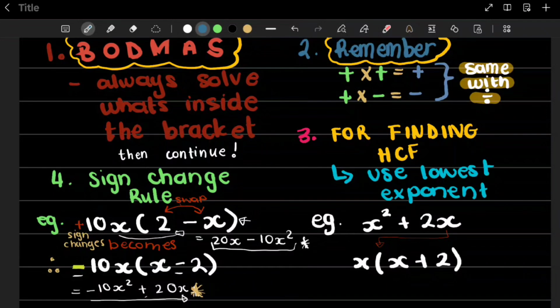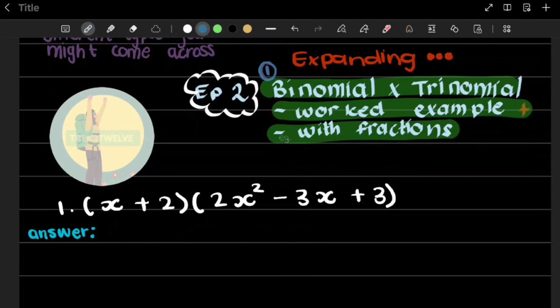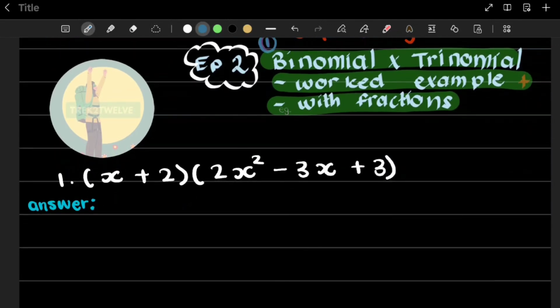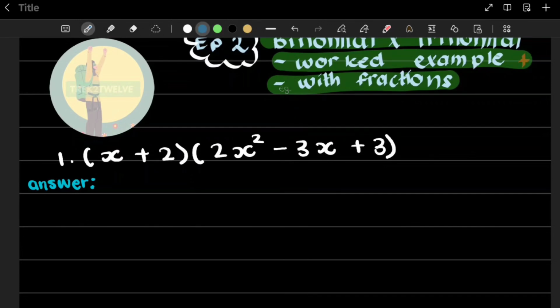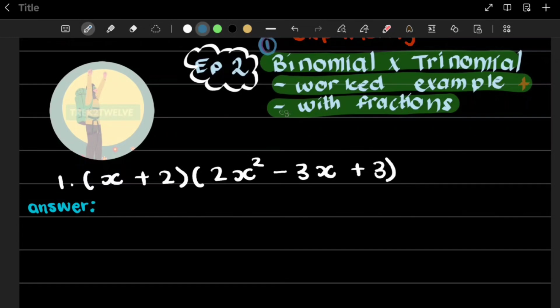Okay, so now that we've gone through these 4 basic rules, let's get started with episode 2. Okay, so over here I've got one example. This is a very simple example, probably from grade 9. I don't think they will ask such an easy one in grade 10, but yeah.